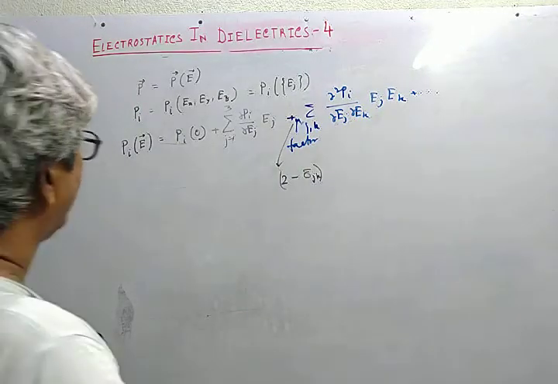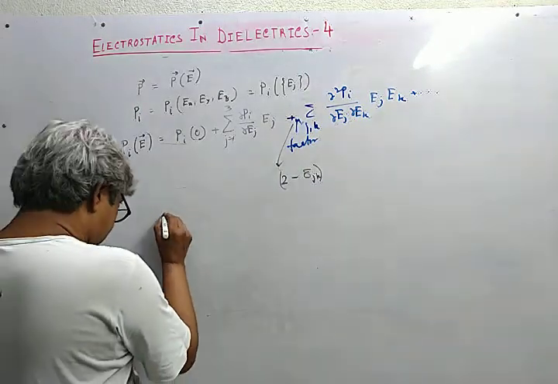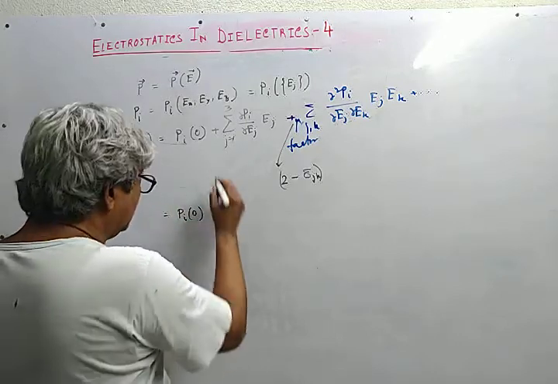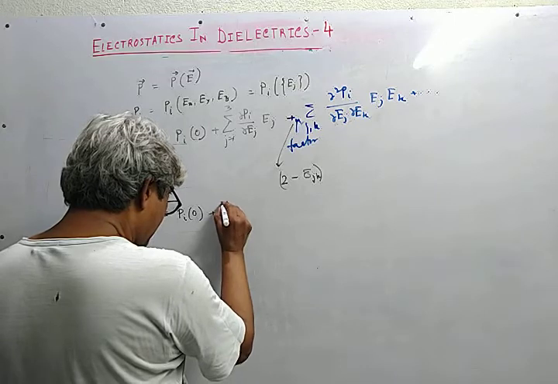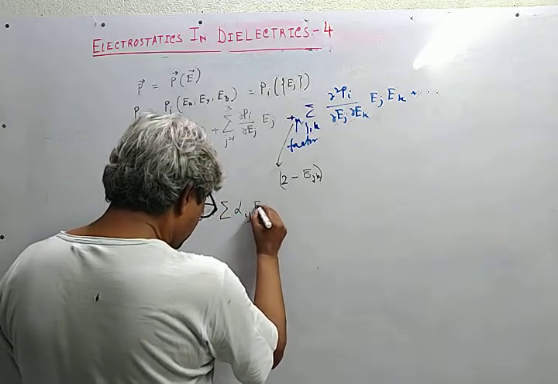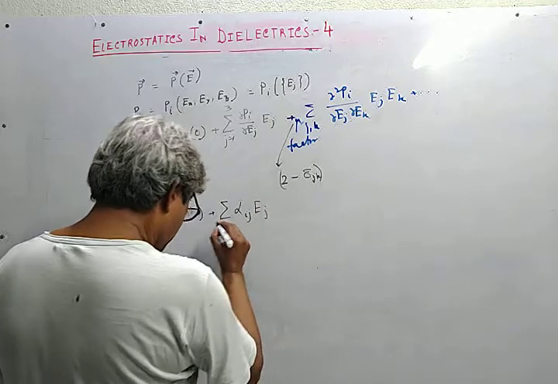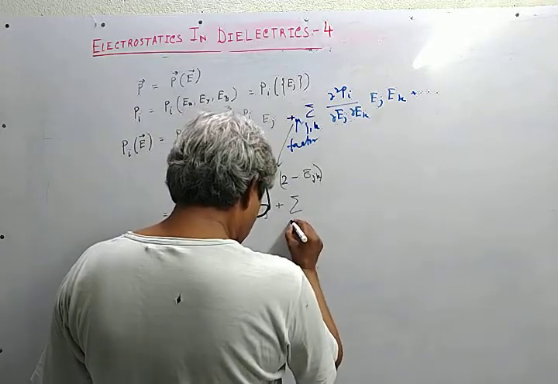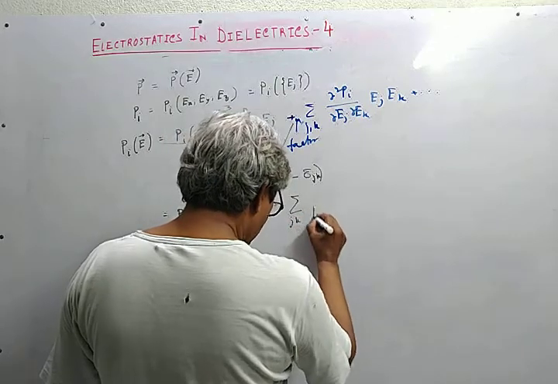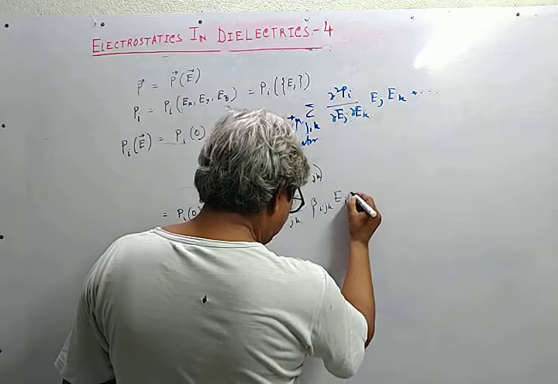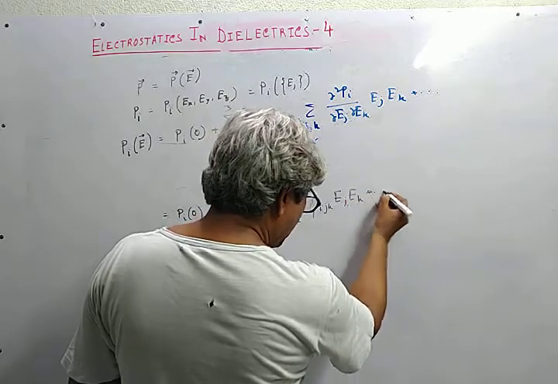Another way of writing it is this: P_i at 0 plus sum over j, plus sum over j, k, β_ijk E_j E_k plus higher order terms.